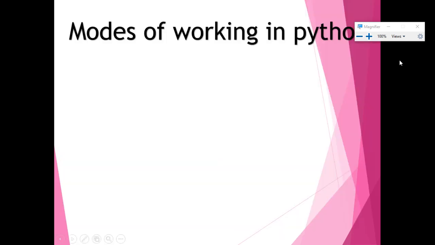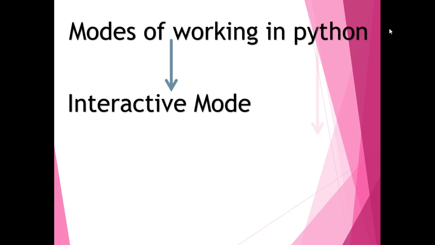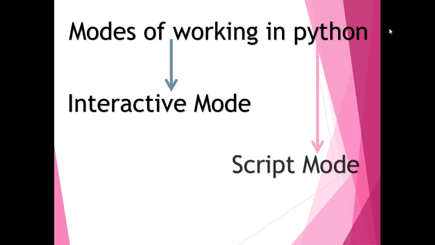First we will discuss the modes of working in Python. When we want to work in Python, obviously we have some modes, and we can work on those modes. So what are the various types of modes that are available in Python? The first mode is the interactive mode, and the second mode available in Python is script mode. So we have two modes with us. First of all we will discuss the interactive mode.